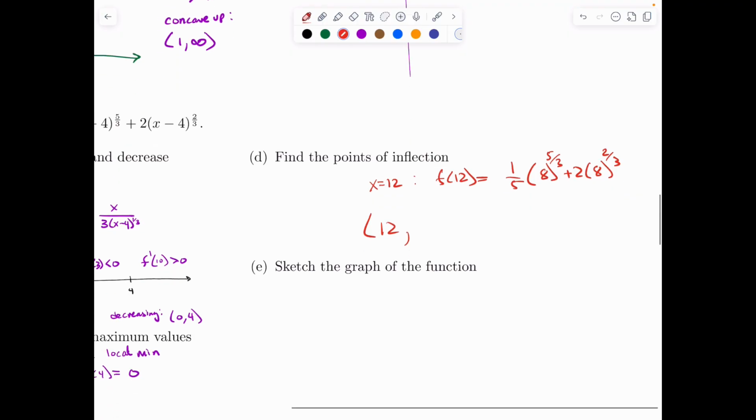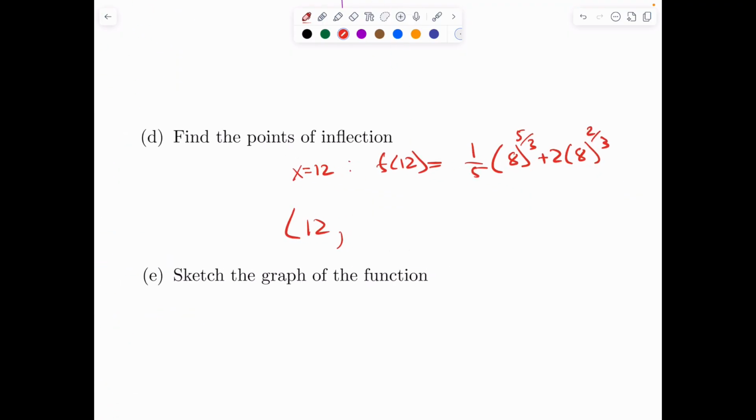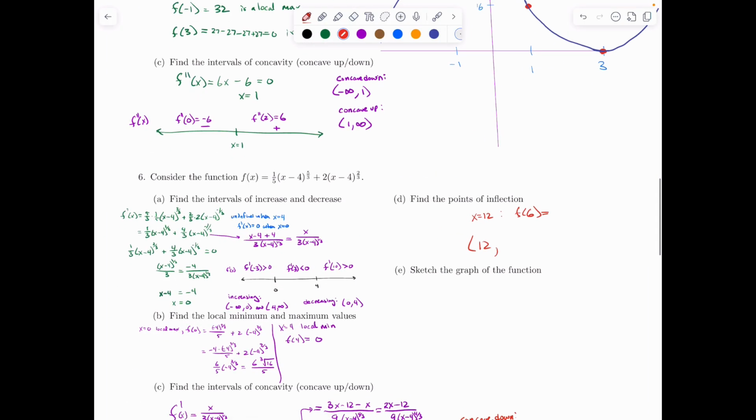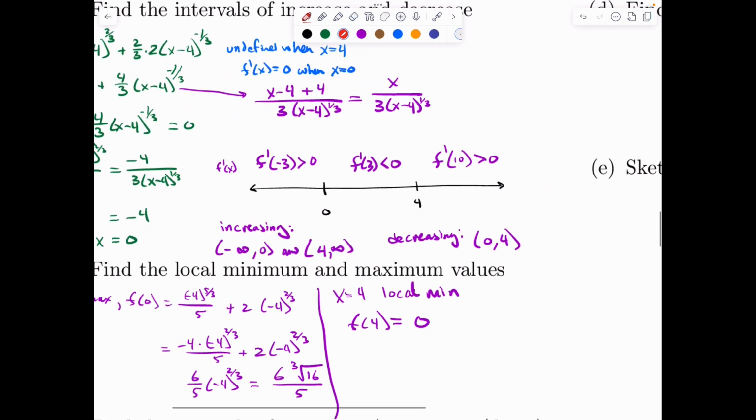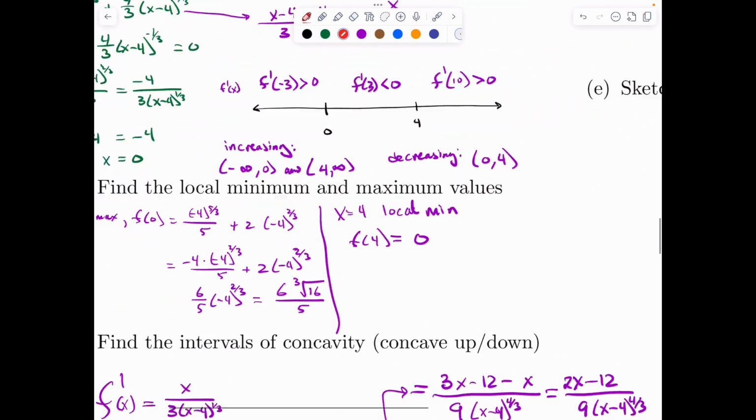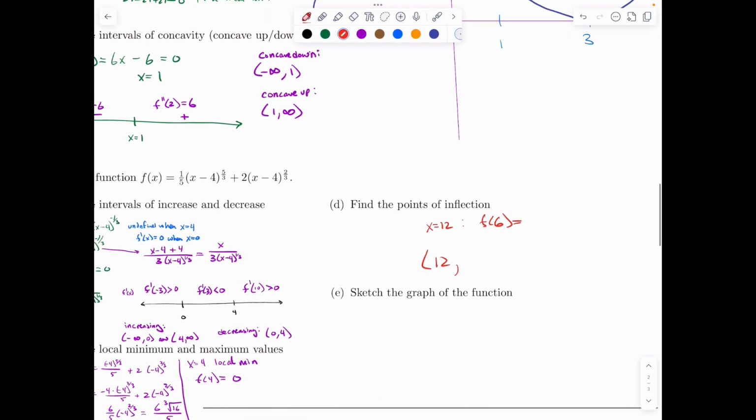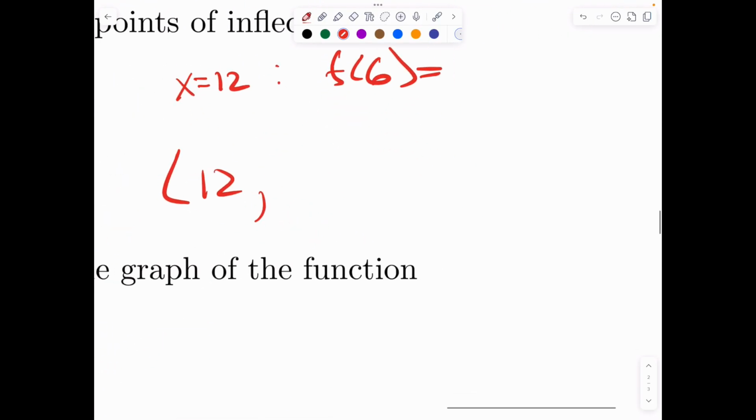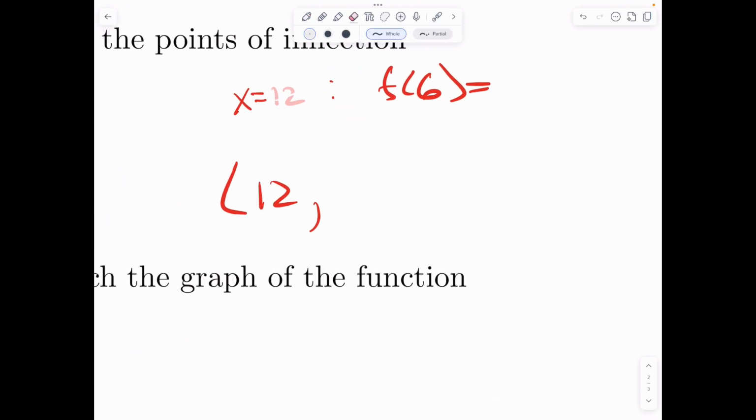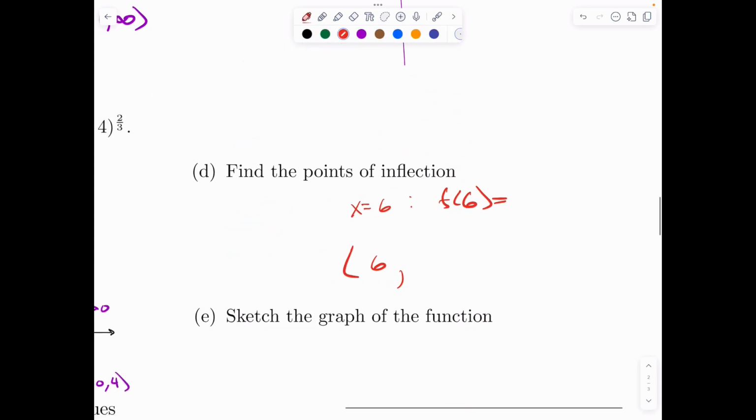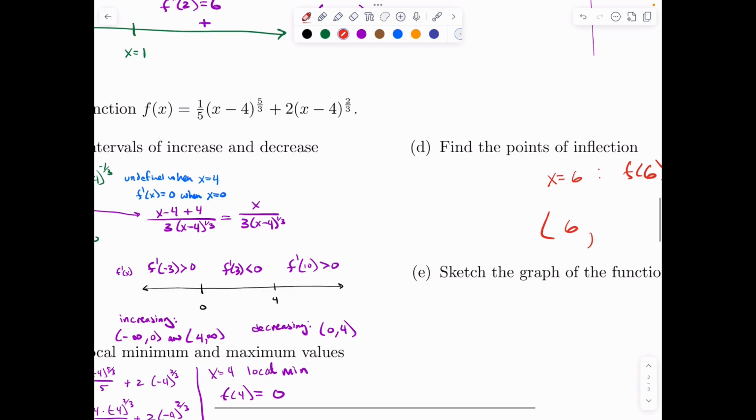So let's go back and let's deal with the points of inflection. Let's see if I can do this. So at x equals 12, we've already dealt with x equals 4, have we not? Yes, we have. There's x equals 4. So x equals 12, or not x equals 12, x equals 6. F of 6. Let's see if I can work this one out.